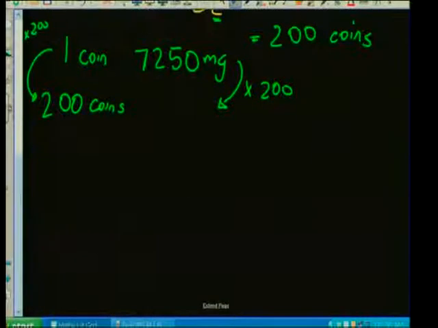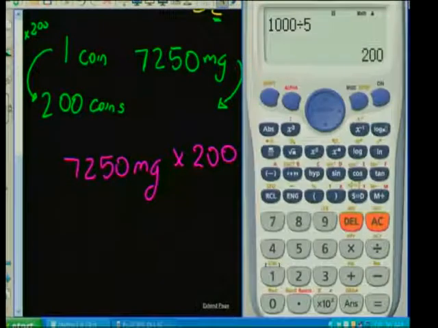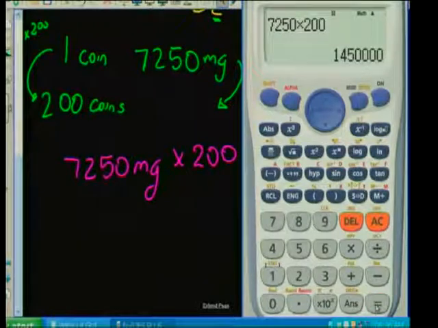So let's find a little bit more space. So I'm taking my 7,250 milligrams and I'm going to times it by 200. And let's see what answer we get for that. So 7,250 and we're going to times by 200. And I get 1,450,000.